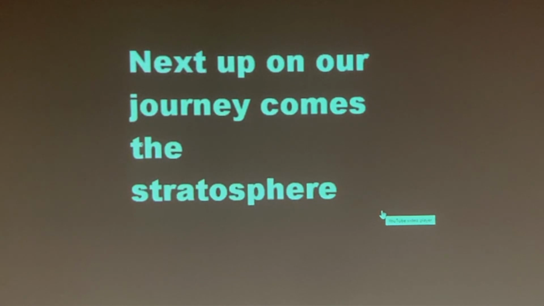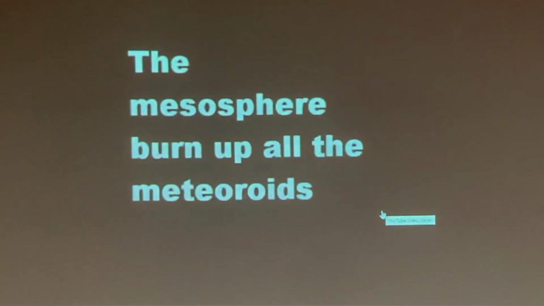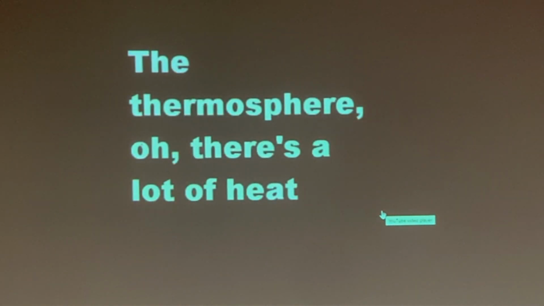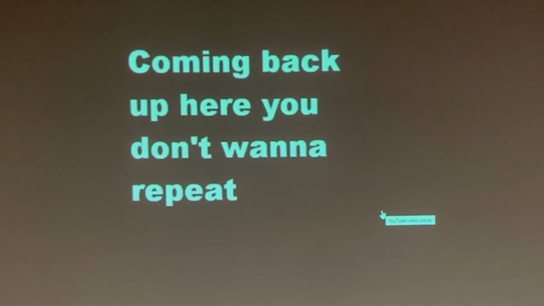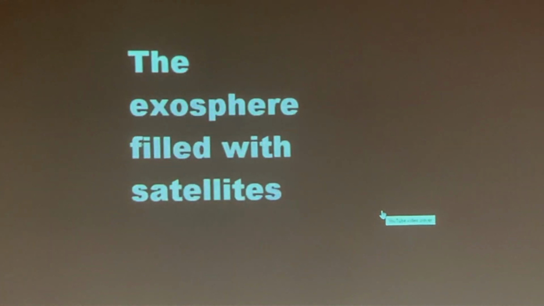Next up on our journey comes the stratosphere. A layer of ozone is what you'll find here. The mesosphere burns up all the meteoroids. It's a beautiful show for all you girls and boys. The thermosphere, oh, there's a lot of heat coming back up here. You don't wanna repeat. Ionosphere, home to the northern lights. The exosphere filled with satellites.